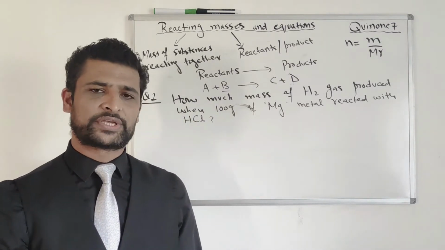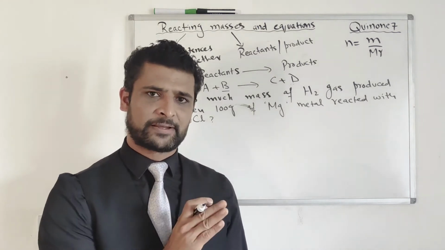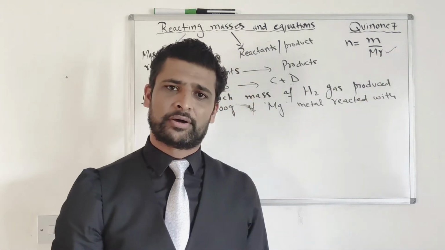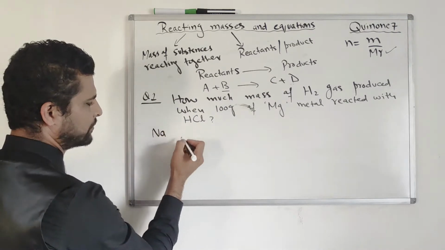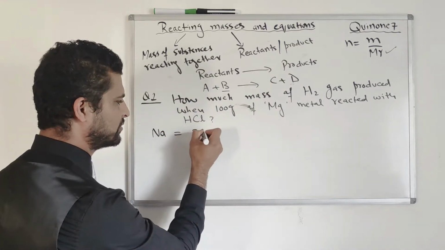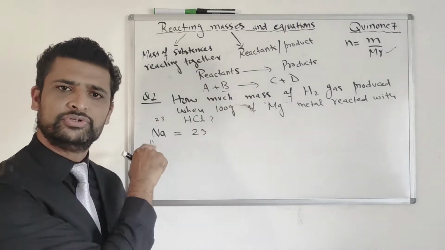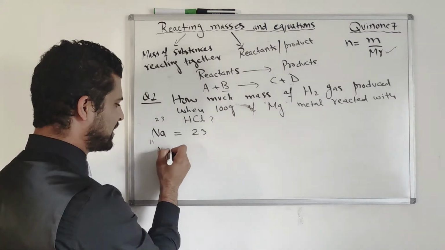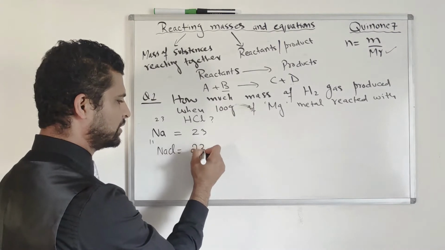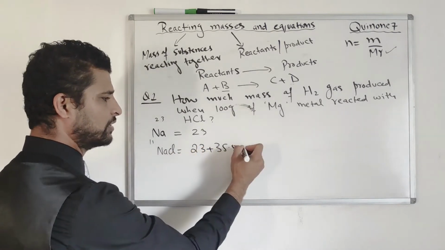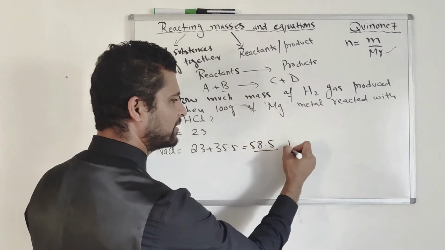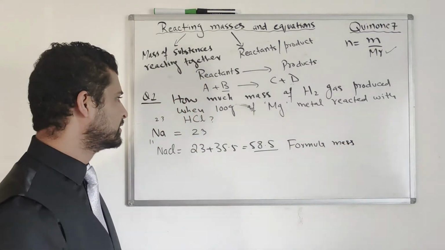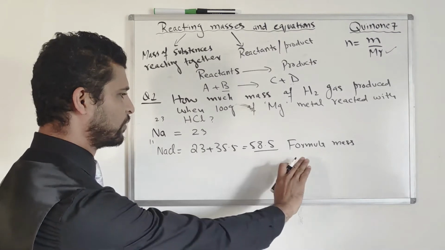Now, for these sort of questions, I will take you step by step. The first step is what you have done before, when you calculated the Mr. For example, sodium's atomic mass is 23. You can see on the periodic table there are two numbers. The big top number is the atomic mass. So if I say NaCl, that's going to be 23 plus 35.5 for chlorine, and the answer is 58.5. That is called relative formula mass. So you will be looking at how to calculate the formula mass first.